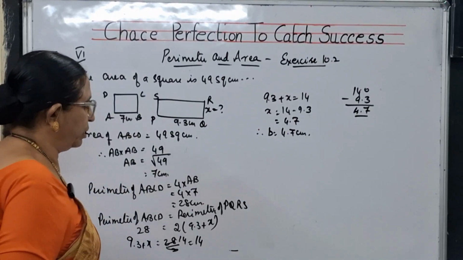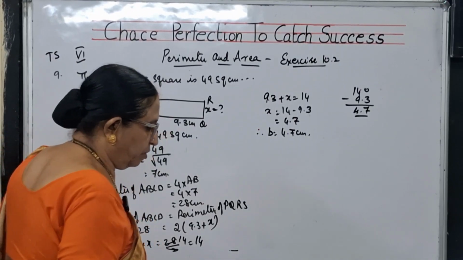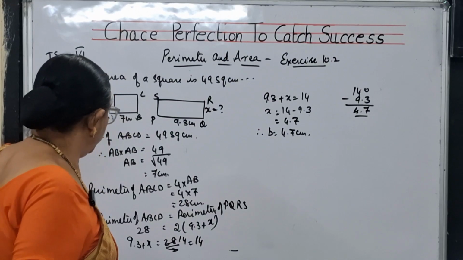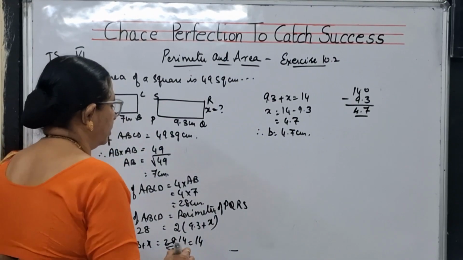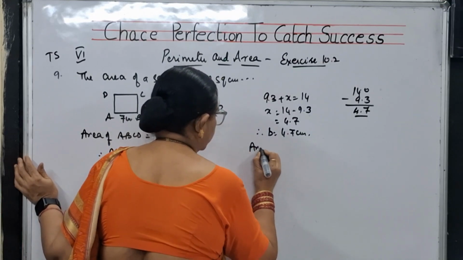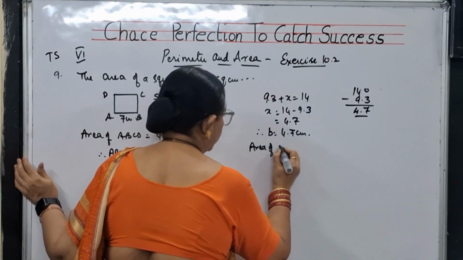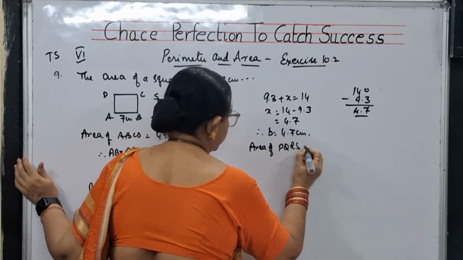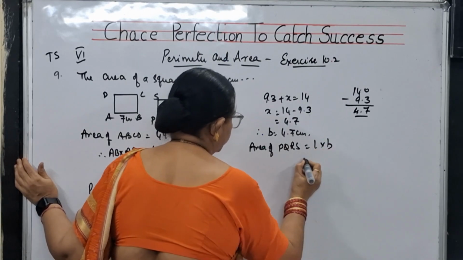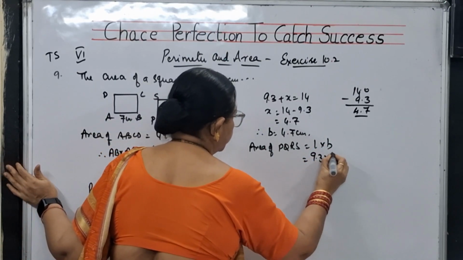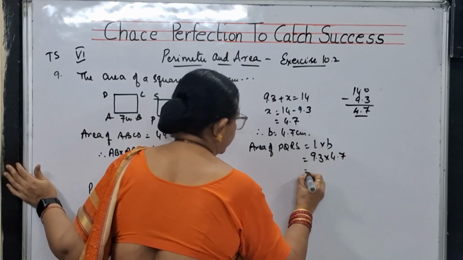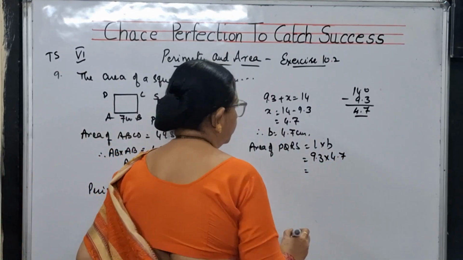Now, the first one is breadth. Now they are asking which has more area. We already know the area of the square is 49 square centimeters. So find out the area of PQRS, which is equal to length into breadth. Length is 9.3 into breadth 4.7. So let us multiply it.